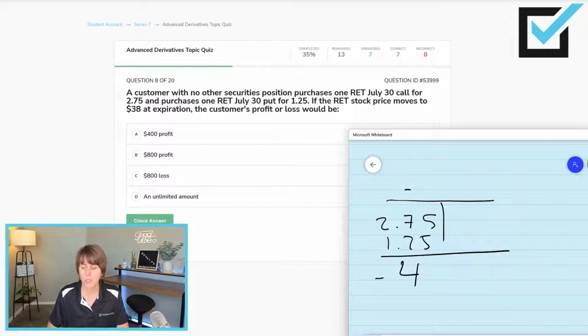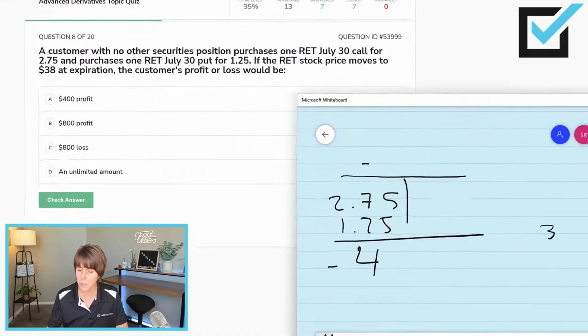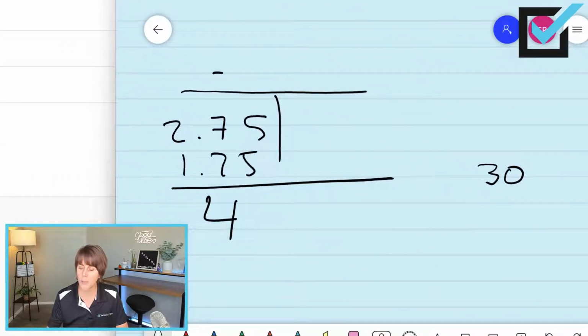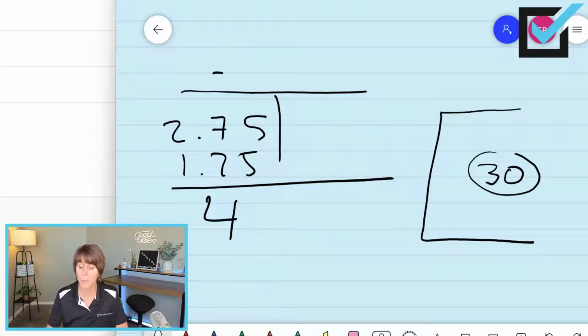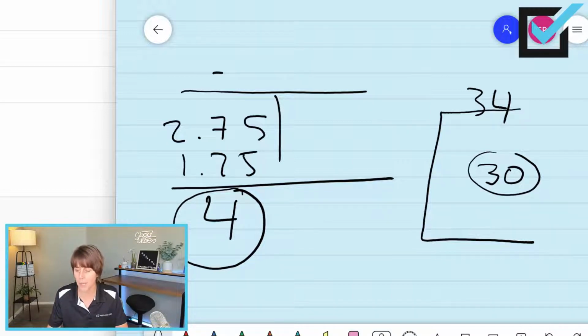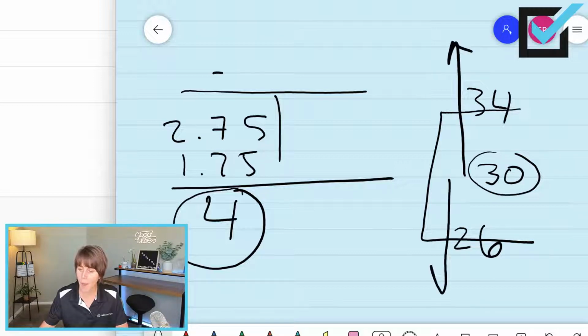When you have a long straddle, this is my suggestion. Take the strike price, it goes in the middle, and you're going to find there's going to be break even on the upside. You're going to take the strike price plus the premiums, so 34, and there's going to be break even on the downside. So 30 minus 4 is 26. The profit is outside of the box. I referenced that earlier. You might have been wondering if I was losing it. I wasn't, I swear. The profit is outside of the box.